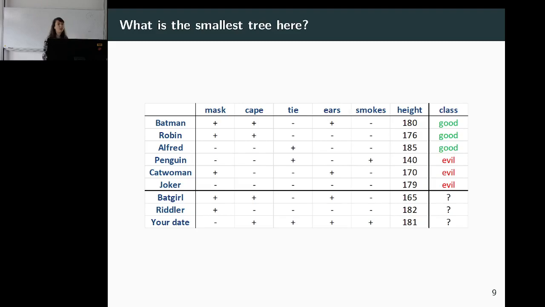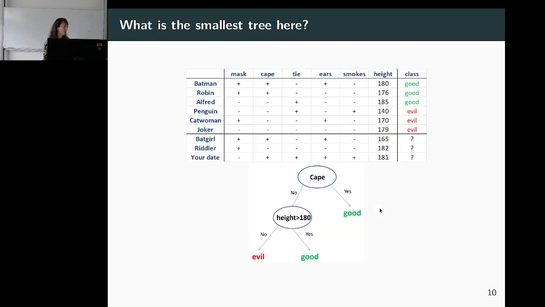Okay, so if no one has an idea, this would be my solution. First I ask for a cape, and if it's yes, it's already good, because we only have the most two, so we don't have to ask any more questions. If the person doesn't wear a cape, then we ask for the height. If it's greater than 108, then it's good. Otherwise, it's evil. So this will be the smallest tree in the amount of splits, just for you to see how it could look.